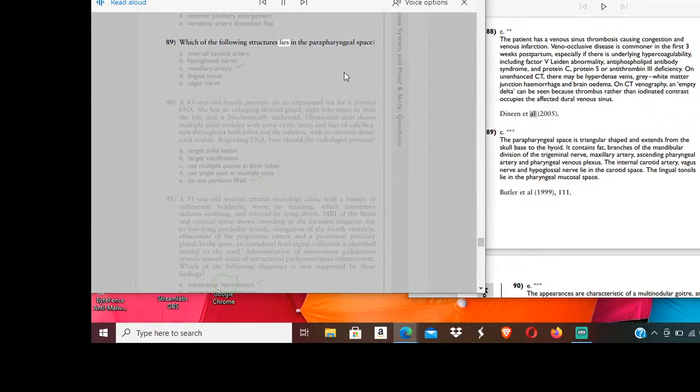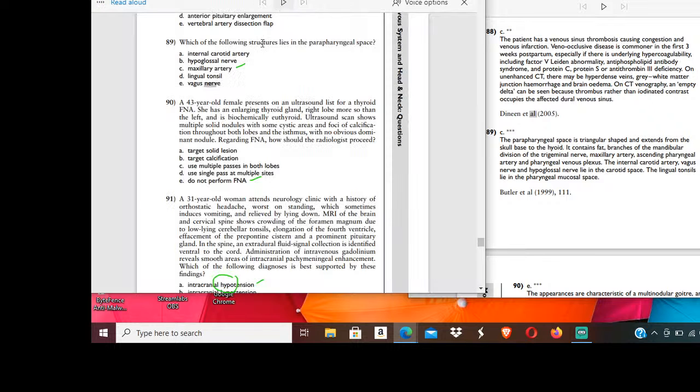89. Which of the following structures lies in the parapharyngeal space? A. Internal carotid artery. B. Hypoglossal nerve. C. Maxillary artery. D. Lingual tonsil. E. Vagus nerve.